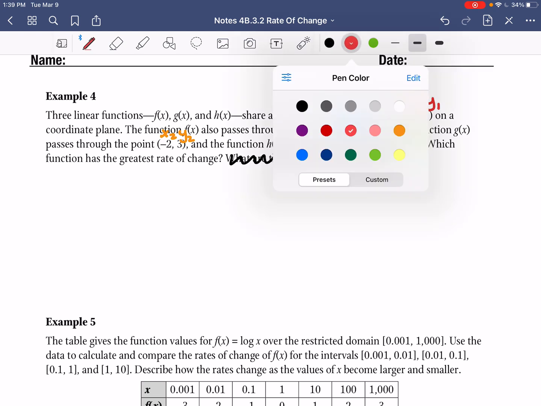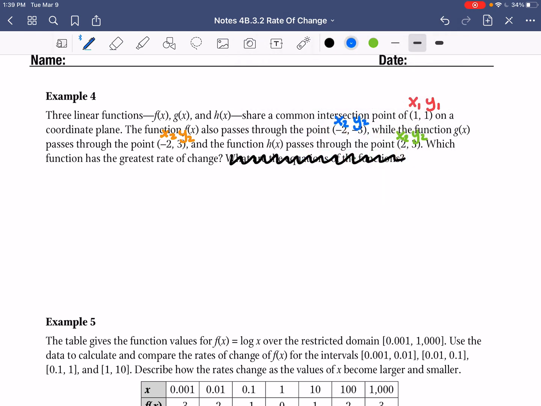All right, let's do it. I kind of color code them. So the first one is f of x. It includes the points (1, 1), so that was x1, y1, and the point (-2, -3). So that's my x2, y2. I'm just going to plug in my slope formula.